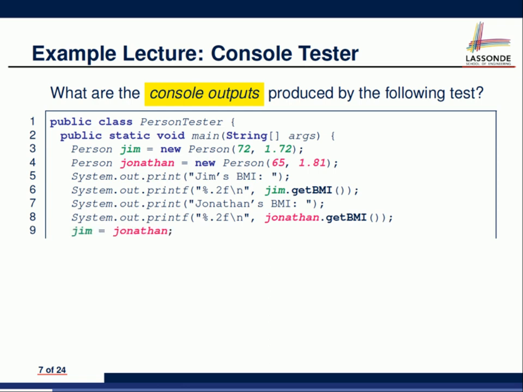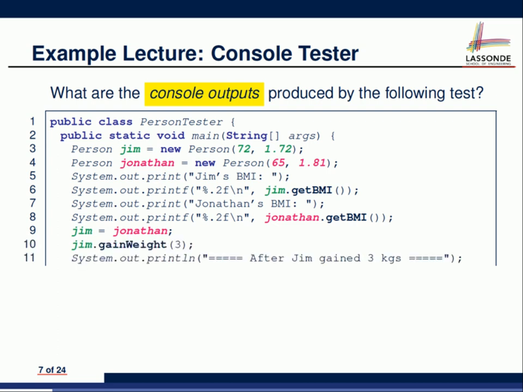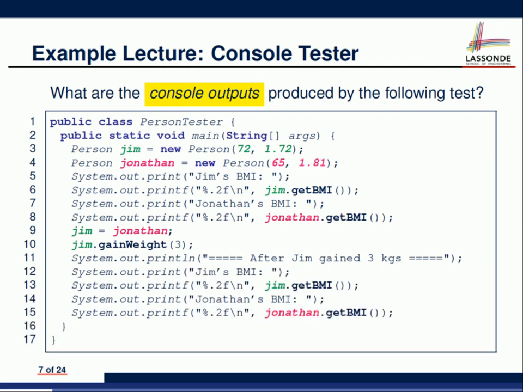And now the most critical line is line number 9. I'm doing an assignment from Jonathan to Jim. I won't tell you what exactly happens because you're supposed to know from the previous lecture. Let me just leave that to you for now. And then I would say Jim should really gain the weights by 3. That means supposedly Jim's BMI should get increased. And also only Jim's BMI should get increased because it's only Jim who gained weights, right? Intuitively, that's how you should think. And we try to print out the BMI for Jim. We try to print out the BMI for Jonathan as well. So there'll be 4 numbers in total to be printed, right?